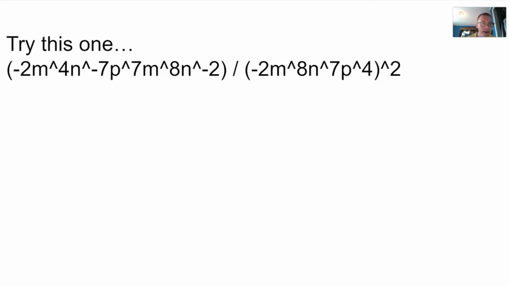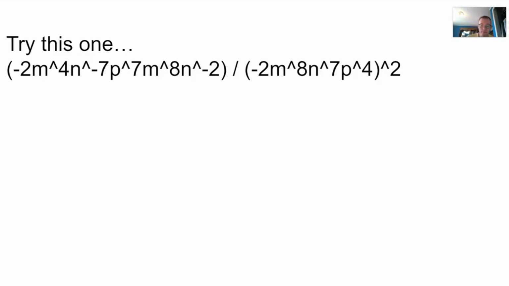This first chunk, negative 2 m to the fourth, n to the negative seventh, p to the seventh, m to the eighth, n to the negative 2, that's all one group in one big parenthesis, divided by negative 2 m to the eighth, n to the seventh, p to the fourth, all raised to the second power. Woo, remember one of those rules? Write this down, try it out. It uses all the rules we talked about. We'll go over it when you're ready.